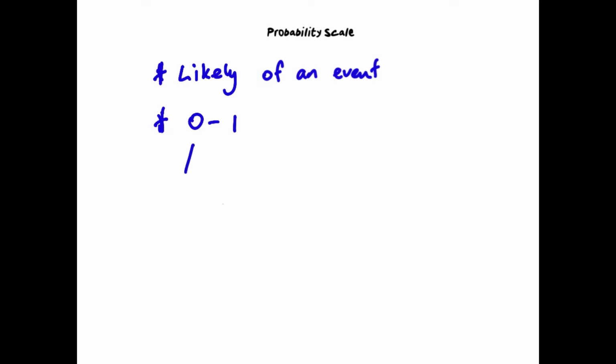Welcome. Today we're going to be talking about probability and in particular the probability scale. When we're talking about probability, what we're actually wanting to know is the likelihood of something that's going to happen. The probability of an event is a number between 0 and 1, where roughly speaking 0 indicates impossibility, and 1 is a certainty.